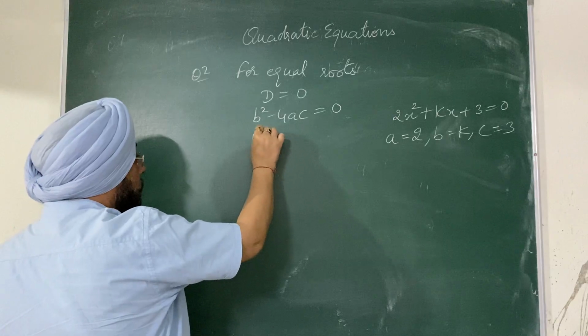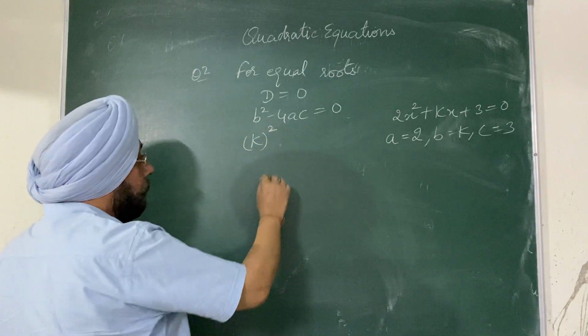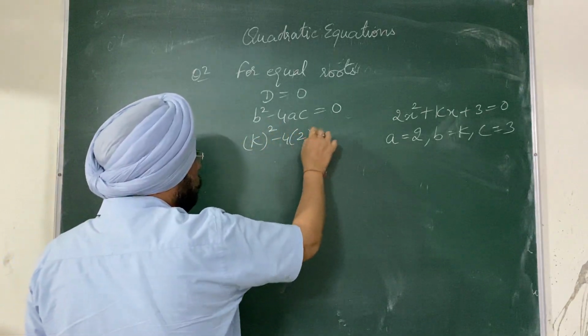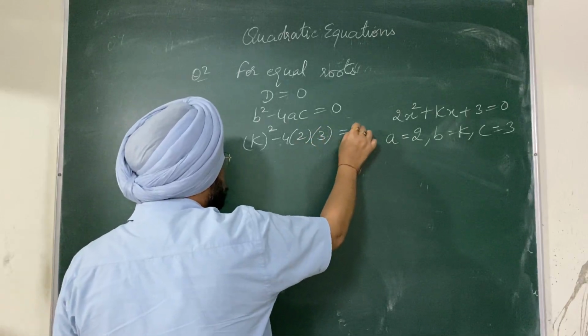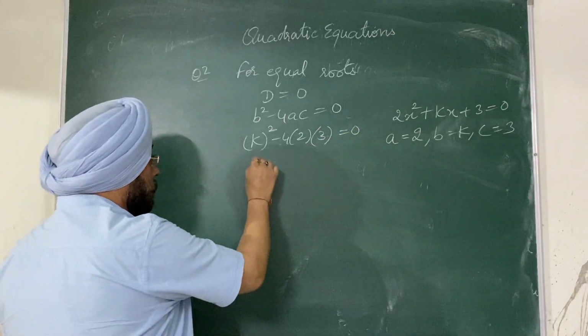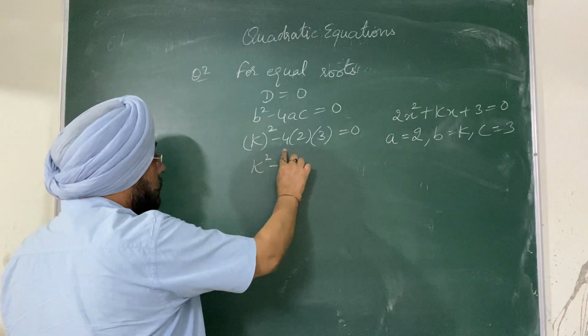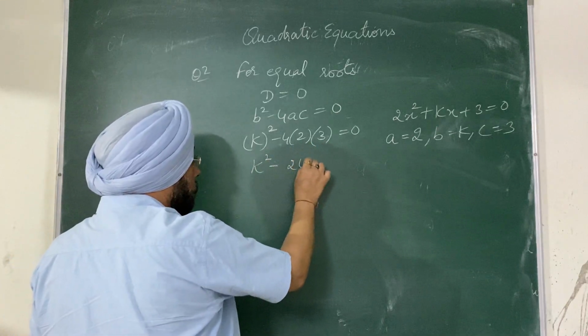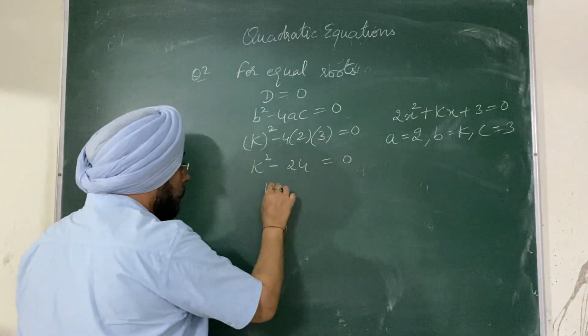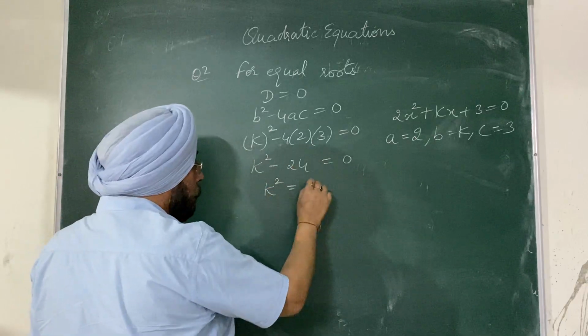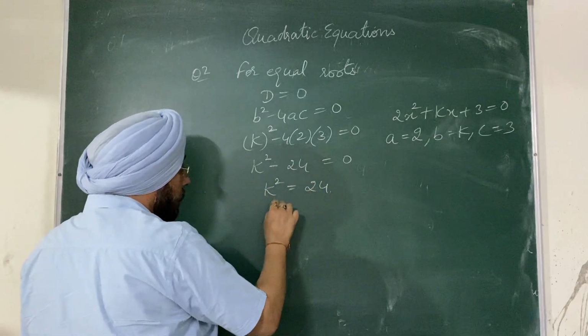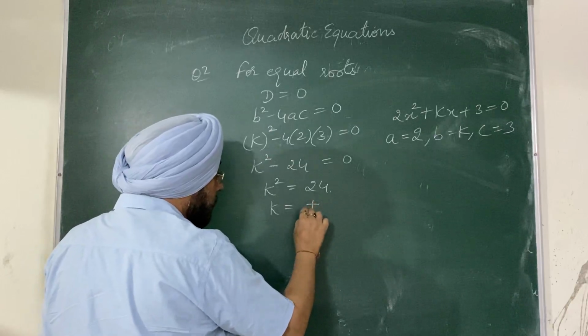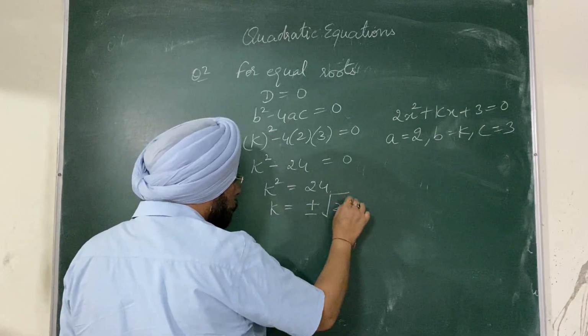So in place of b, we can write the value of b, a as 2, c as 3, and this is equal to 0. So we get k square, this is 8 times 3, 24, equal to 0. Take minus 4 to the right hand side. Taking square root on both sides, we get plus minus root 24.